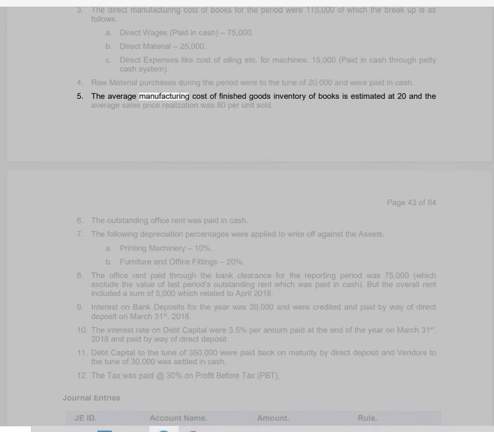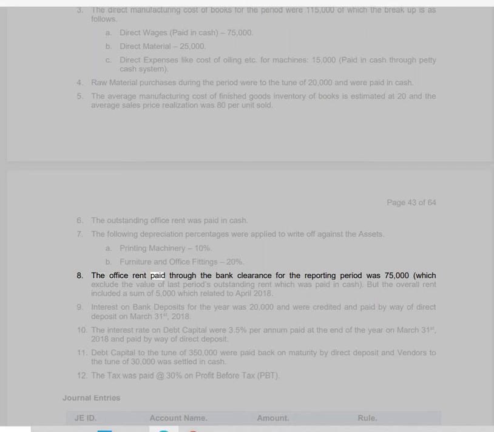5. The average manufacturing cost of finished goods inventory of books is estimated at 20, and the average sales price realization was 80 per unit sold. 6. The outstanding office rent was paid in cash. 7. The following depreciation percentages were applied to write off against the assets. A. Printing machinery, 10%. B. Furniture and office fittings, 20%.